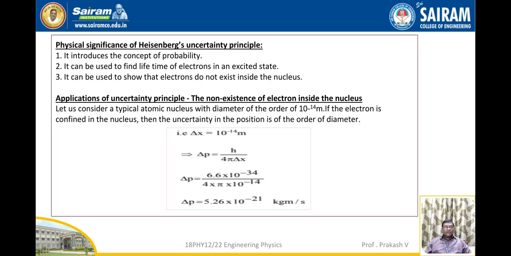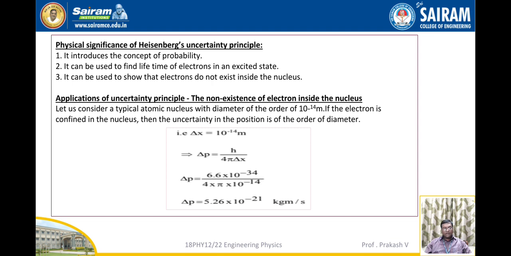Next, if we look at the physical significance of the Heisenberg uncertainty principle, it introduces the concept of probability. It can be used to find the lifetime of electrons in an excited state, and it can be used to show that electrons do not exist inside the nucleus. Now, if we look at the application part of the Heisenberg uncertainty principle, here we can concentrate on the non-existence of electrons inside the nucleus. So, how does the Heisenberg uncertainty principle explain that an electron does not exist inside the nucleus?